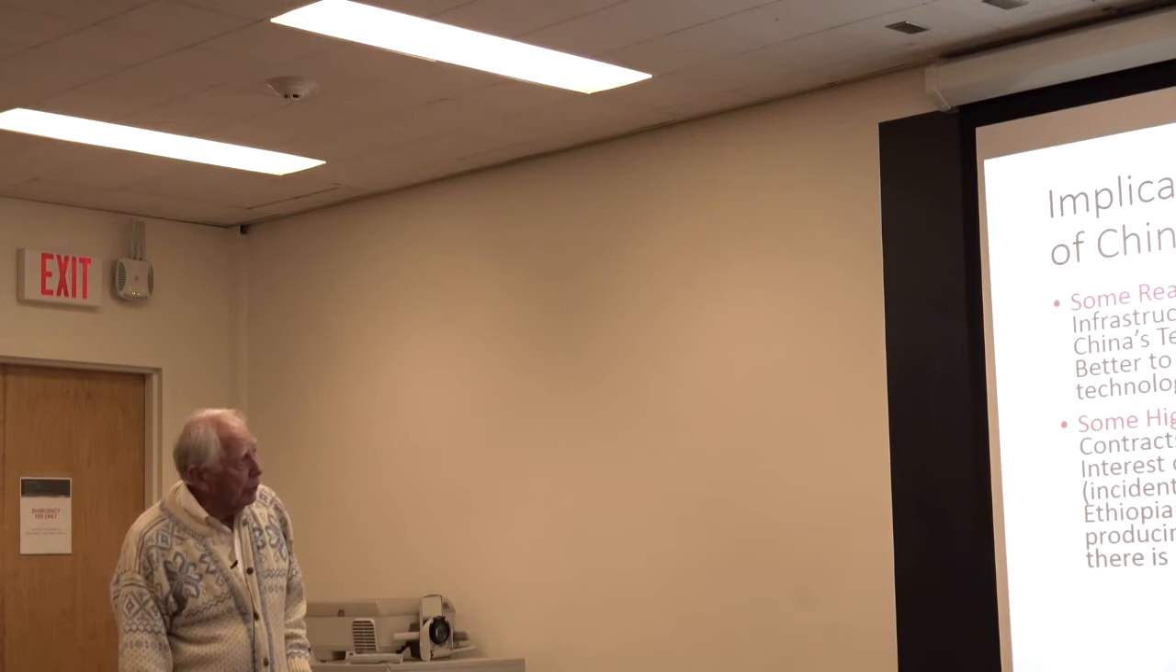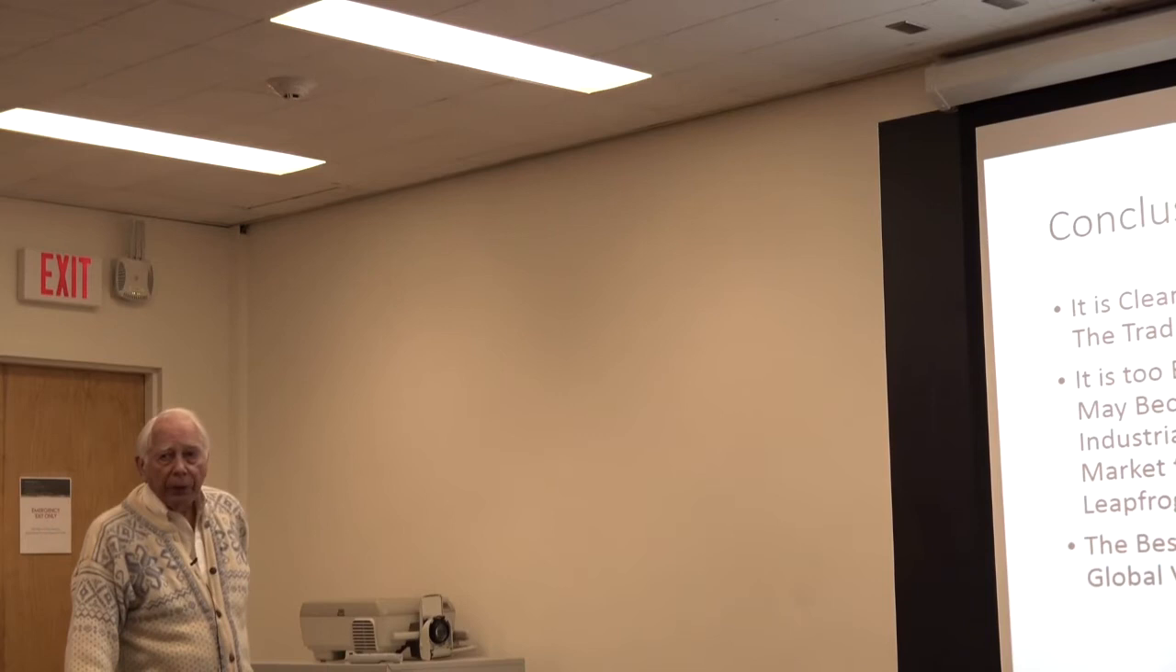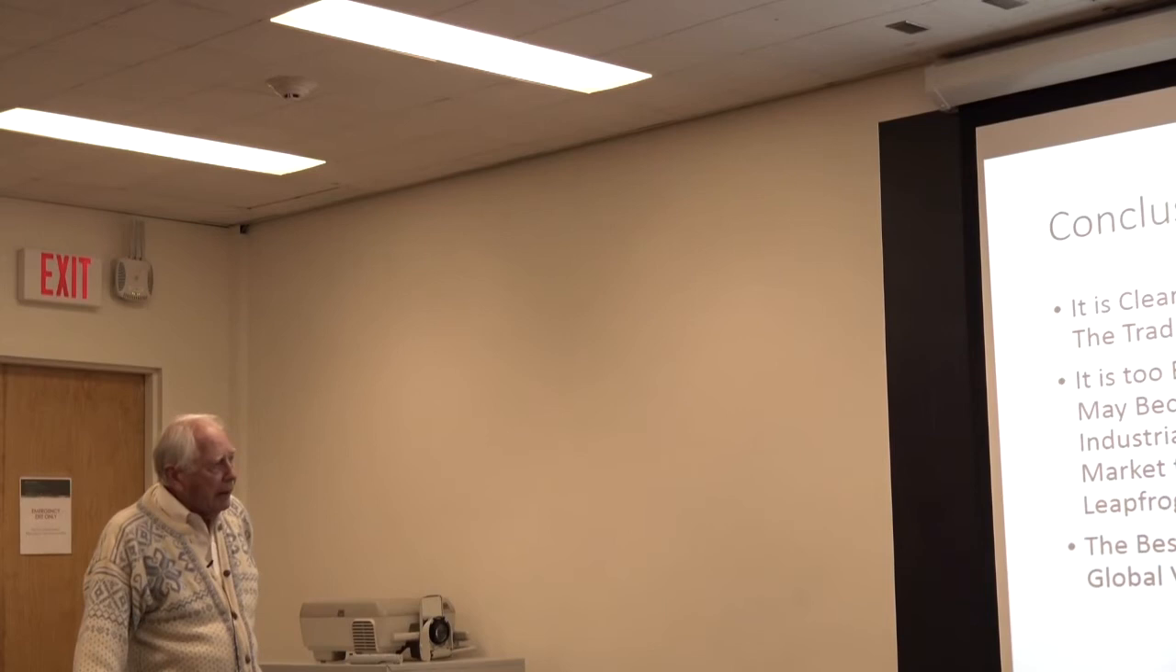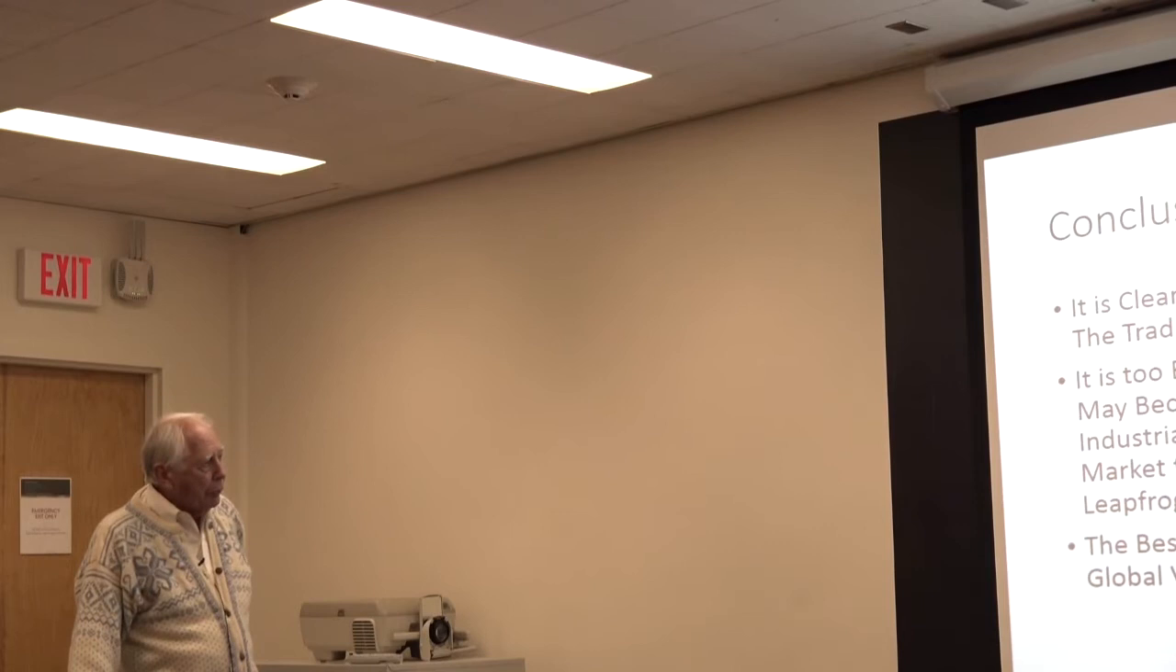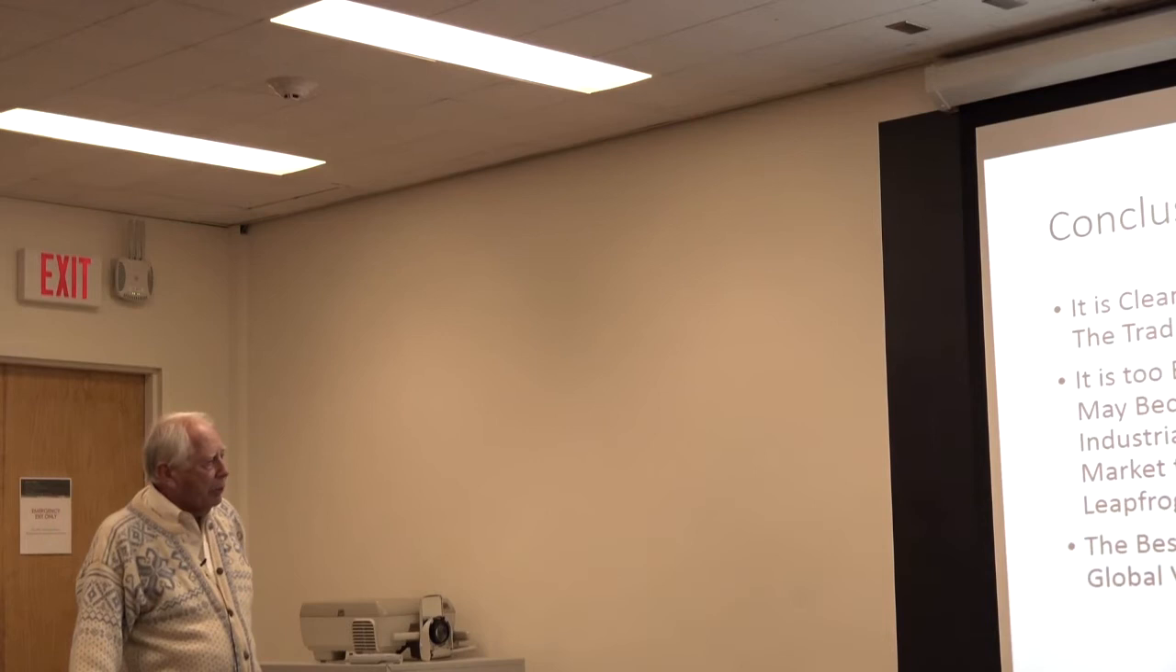Conclusions. First, I think it's clear that the African development model is very different from the traditional model. Secondly, it is too early to define clearly what this development model may become in the future, but it's very unlikely to be based on industrialization. Africa is too much of a latecomer, and the global market for most goods has now been saturated. Africa cannot leapfrog to brain industries a la Musk. So the best hope is that Africa will find its appropriate niche in the global value chain.